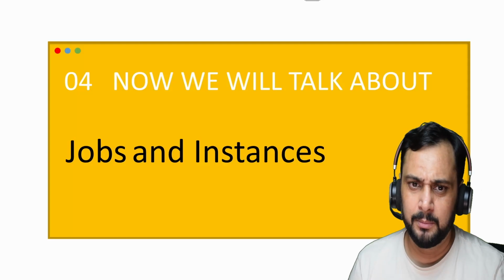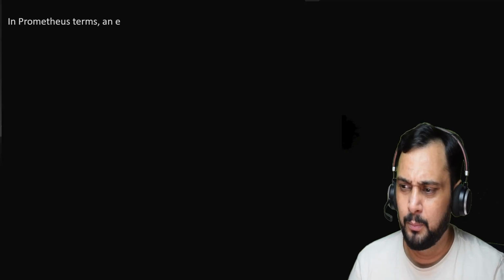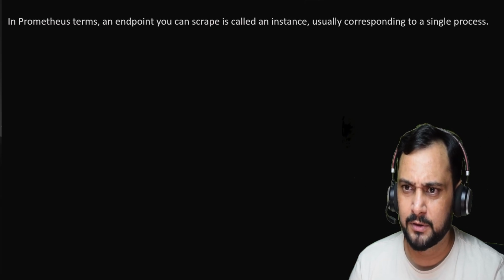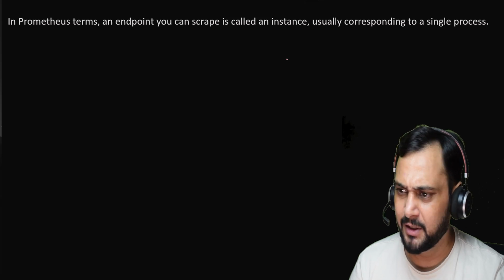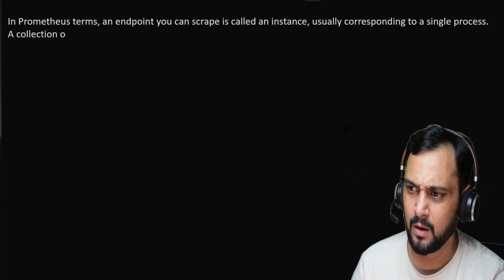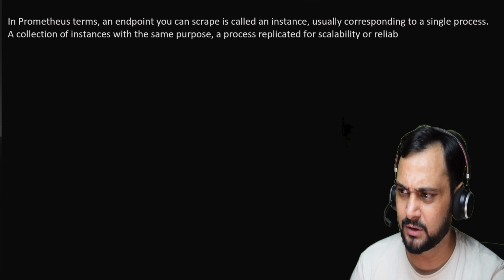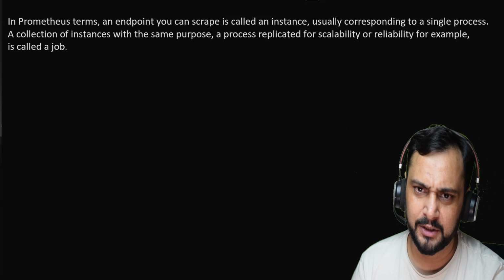Welcome back to this chapter, and today we will talk about jobs and instances. In Prometheus terms, an endpoint you can scrape is called an instance, usually corresponding to a single process. A collection of instances with the same purpose, a process replicated for scalability or reliability, for example, is called a job.